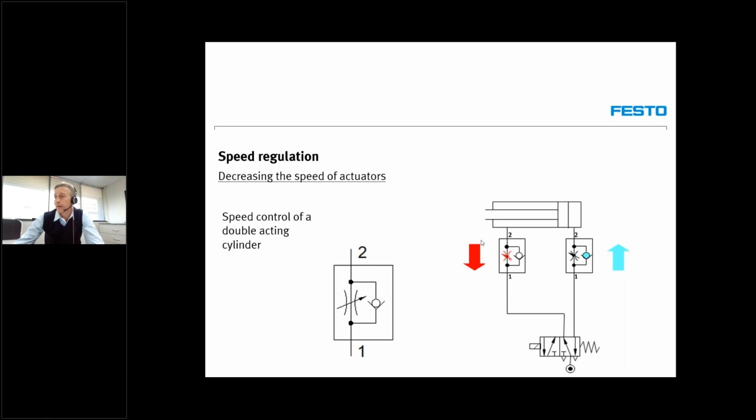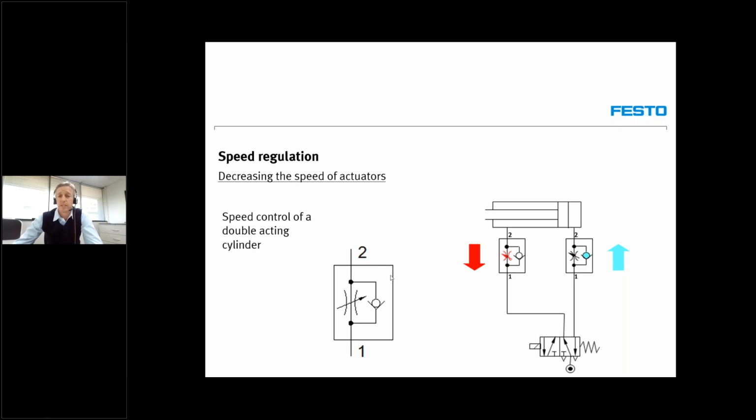If you go in the other direction, from port 1 to port 2, the air goes past the one-way flow control valve, and if you move from port 2 to port 1, the one-way flow control valve is closed and it has to go past the restriction.